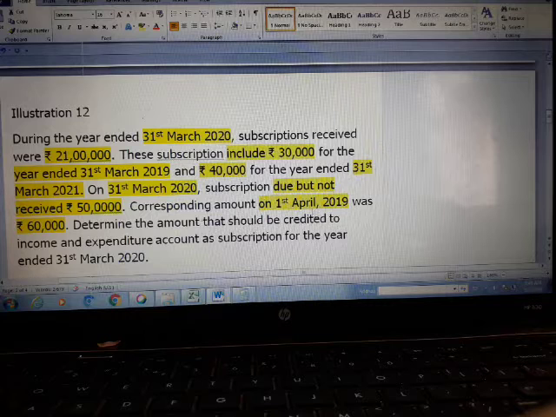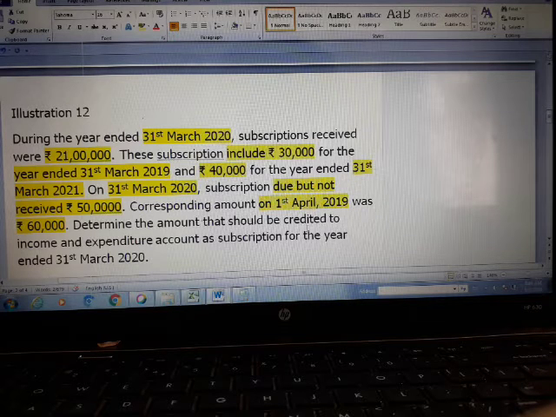We are being asked to determine the amount that should be credited to the income and expenditure account as subscription for the year ended 31st of March 2020. So first, this is a question.